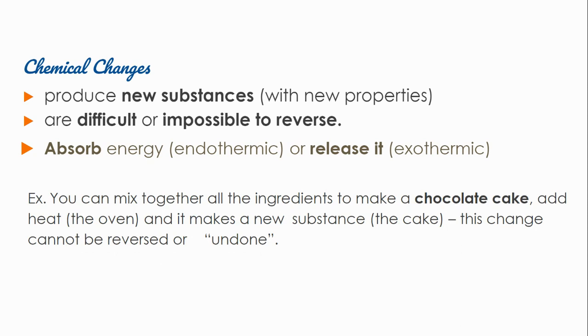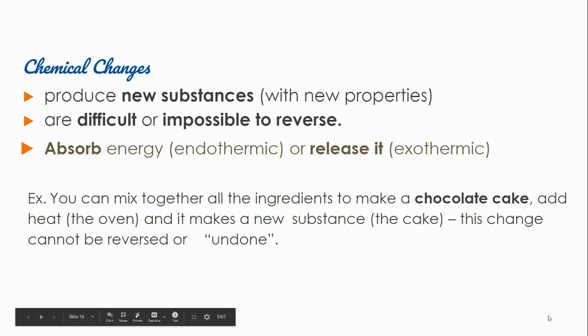You can mix together all the ingredients to make a chocolate cake, add the heat, the oven, and it makes a new substance, the cake. And this change cannot be reversed or undone. Okay, we can't get our baking soda back, we can't get our eggs. It's all gone through a chemical change, and it's made a new product.